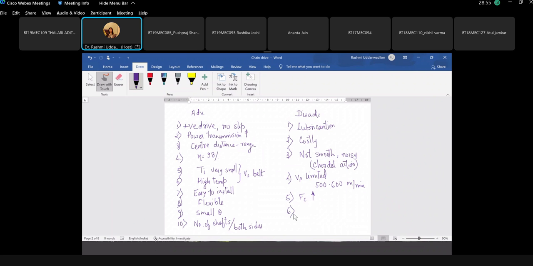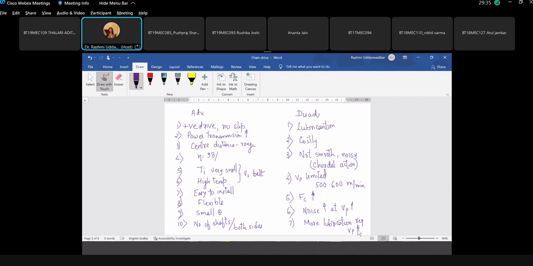Peripheral velocity is also limited because then this chordal action increases, and at higher velocity the noise level increases. Noise increases at higher velocity of Vp, and this requires more lubrication at higher velocity. To reduce the noise, to reduce the friction, more lubrication is required at higher peripheral velocity as the value of Vp increases.